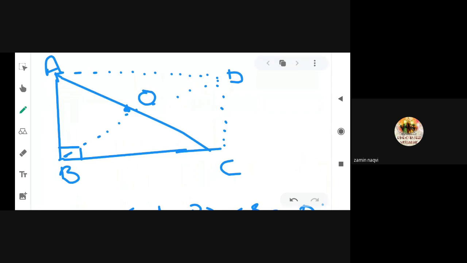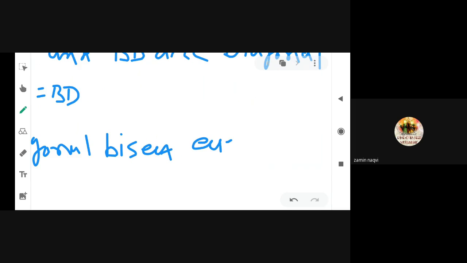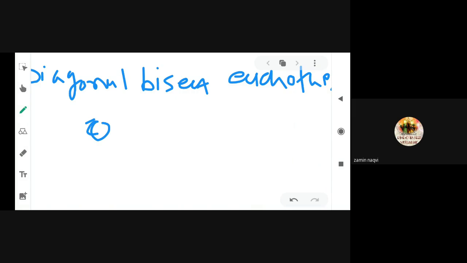In a rectangle, the diagonals bisect each other. Bisect means we divide into equal parts. So diagonal AC is divided into two equal parts, AO and OC. So we just proved that the diagonals bisect each other. It means OA is equal to OC, and in diagonal BD, OB is equal to OD. Okay? Yes or no?